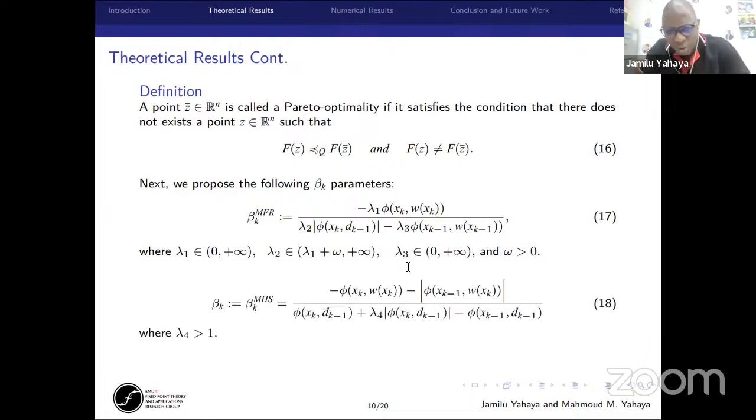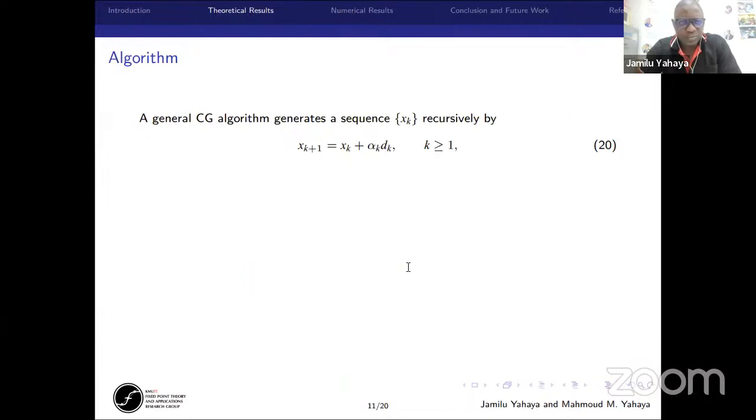Note that this particular equation 18 can be negative. So in order to avoid negativity of this beta K, we now use the concept of non-negative HS, which is given by equation 19.